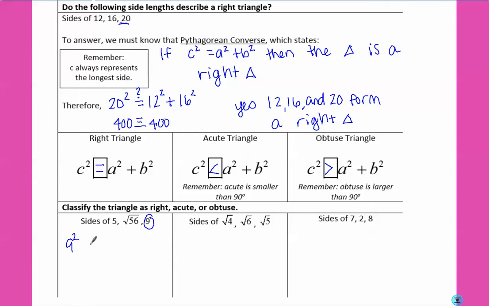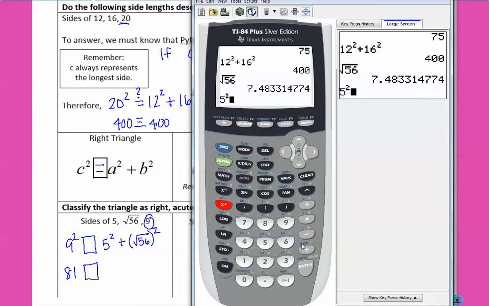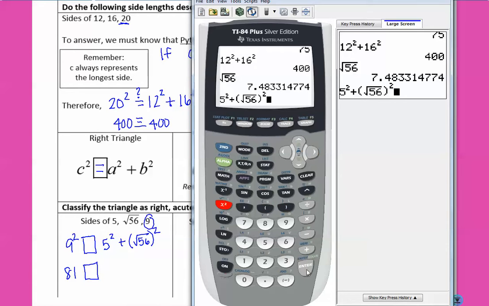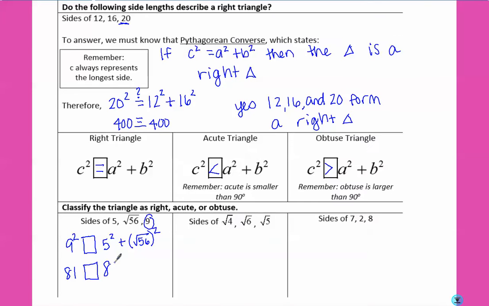So 9 squared. I'm going to draw the box like we had above because we don't know whether it's equal, less than, or greater than. 5 squared plus the square root of 56 squared. 9 squared would be 81. Then let's do 5 squared plus parentheses square root of 56 squared. That gives us 81. Therefore, they're equal, and it is a right triangle.